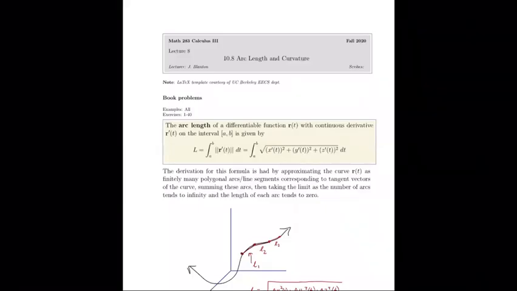Section 10.8 is arc length and curvature. We'll split that into two parts. We'll do arc length and arc length parameterizations, and then we'll cover curvature in a second video.